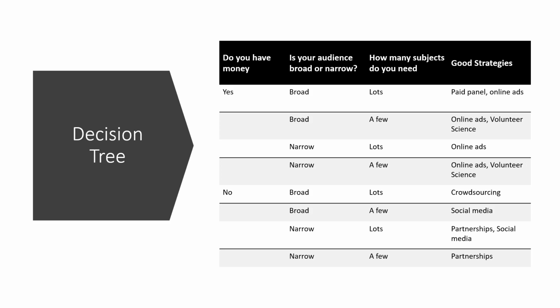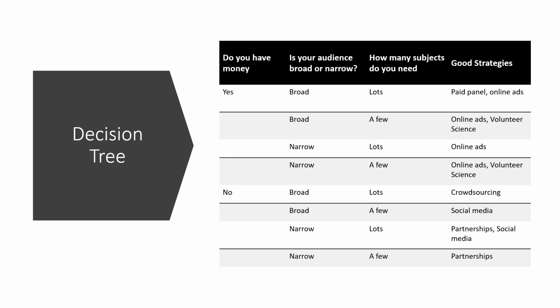So I have this decision tree based on the money that you have, whether your audience is broad or narrow, and how many subjects you need, to show what strategy generally is going to be the best. These are not bright lines. Generally, whether you have money or you don't have money. If you don't have a lot of money, the answer is no. If you have lots of money, you get funding, yes. Use the money that you have.